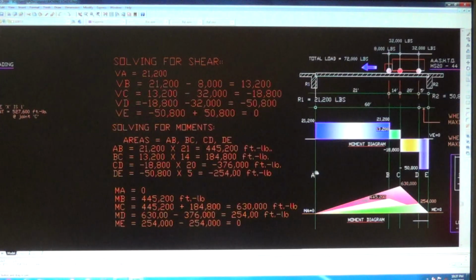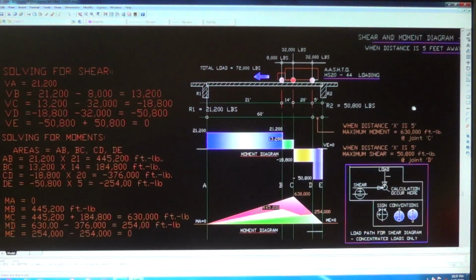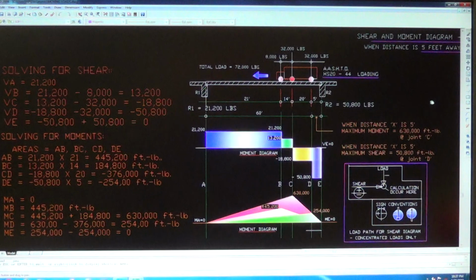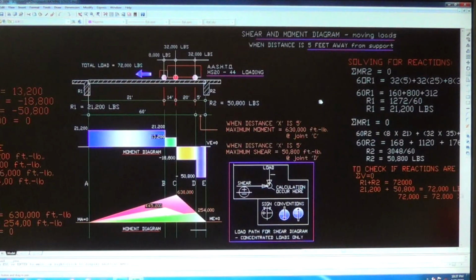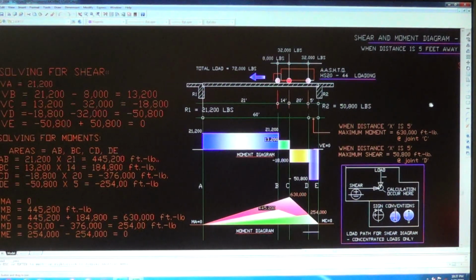55,600. Now, for the second moving loads, it's moving 5 feet away. Look at the shear. The shear is only 50,800. When I move this to 10, it's gonna get smaller and smaller. Alright, so that's the end of the video. I think we did pretty good in this shear moment diagram. These are all correct because we verified that. Alright, that's the end of the video, and see you in the next video.